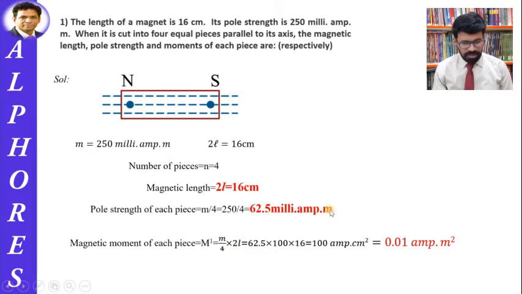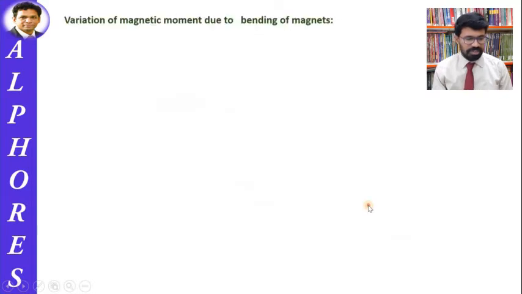Whatever meter is present here, that meter is converted into centimeters, so we have written 100 here. 1 meter is equal to how many centimeters? 100 centimeters. Because 2l is in centimeters, this is also converted into ampere centimeter. So finally, if we multiply this, what did we get? 100 amp centimeter square. If it is further reduced into meter square, it becomes 0.01 ampere meter square. So this is the answer.